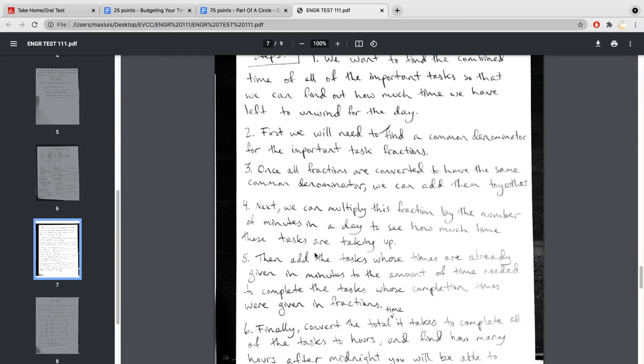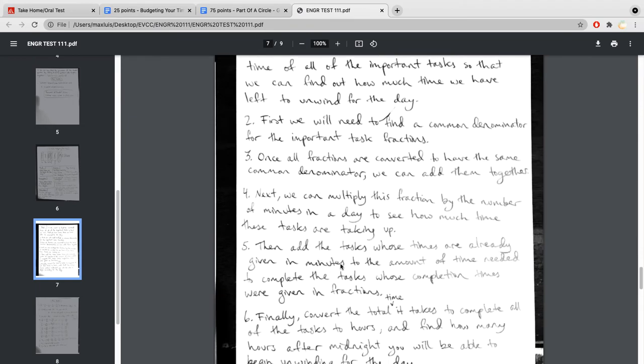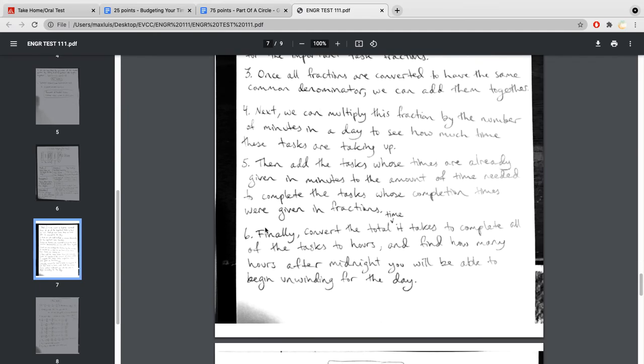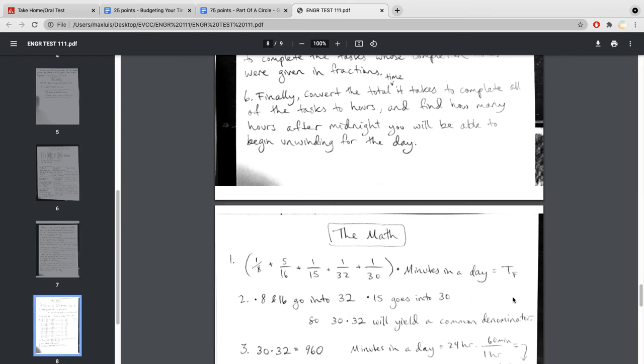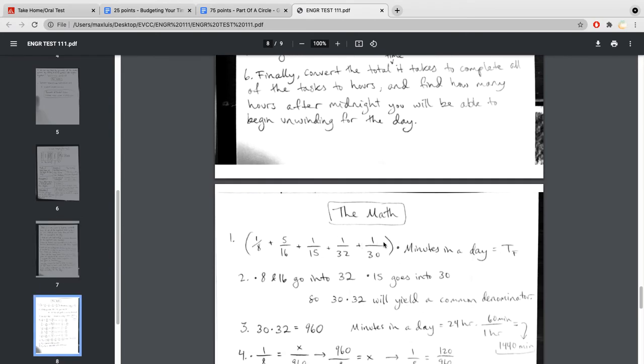And then step 5, already went over that one. Step 6, finally, we're going to convert the total time it takes to complete all the tasks to hours, and we're going to find how many hours after midnight that you will be able to begin your fun and unwind for the day. Alright, so the math.